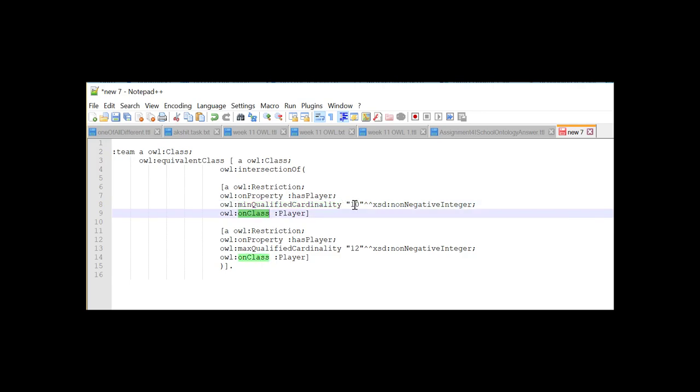We say you must have 10 players, not 10 things. We restricted on the cardinality, so you have 10 players. So minimum qualified cardinality has to be used with a class to fully define how many instances from a certain class you need to have. Okay, this concludes the explanation and demonstration.